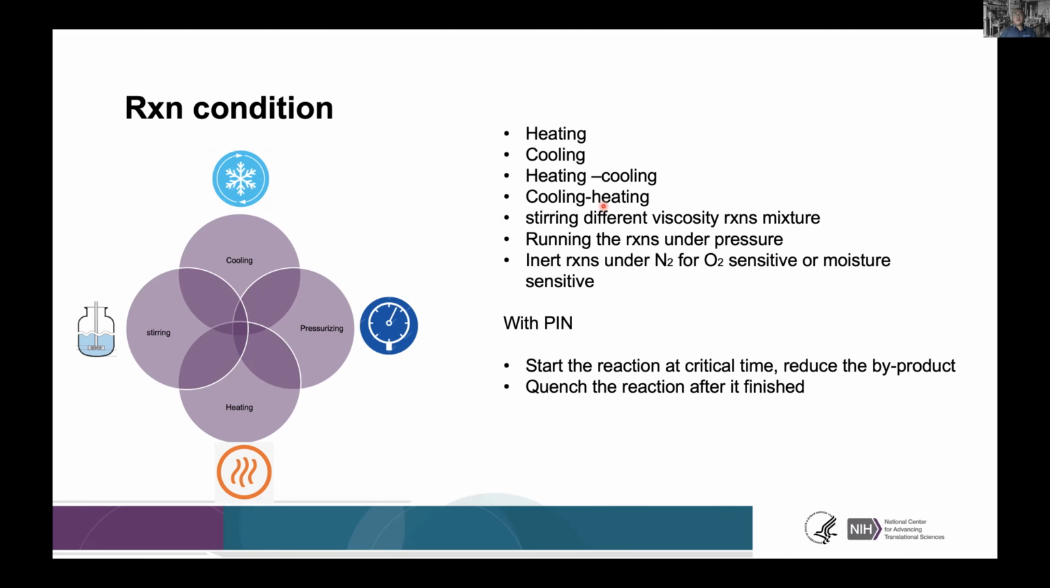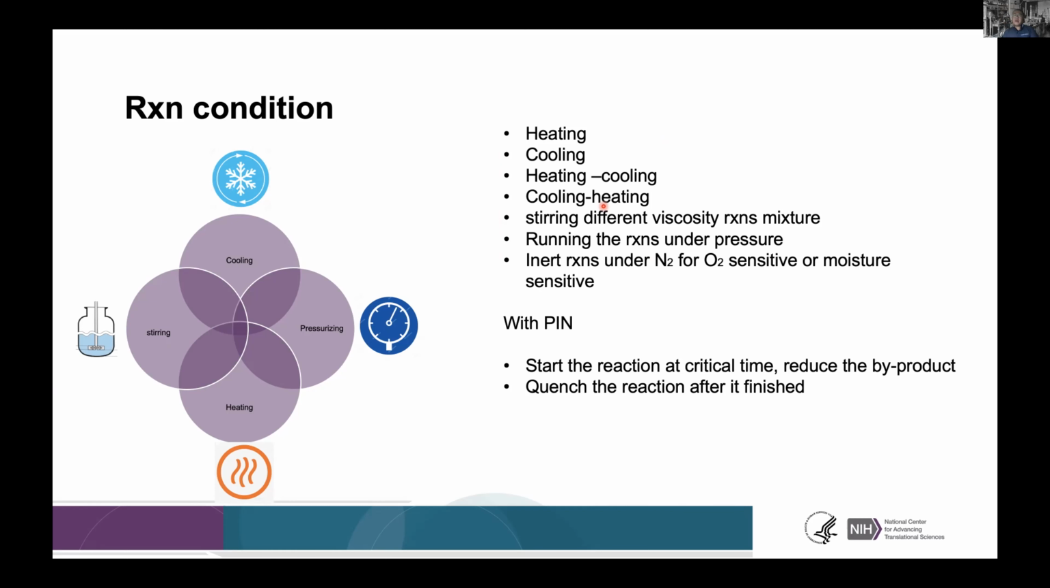And also we can run the reaction under pressure. That means if some of the solvents we're using have a lower boiling point, we can raise the temperature to make it higher inside the reactor, even above the boiling point. We can also run reactions under nitrogen for any oxygen-sensitive or moisture-sensitive reactions. And another thing we want to mention here is another technology they call PIN or small. That technology is being developed by ChemSpeed.